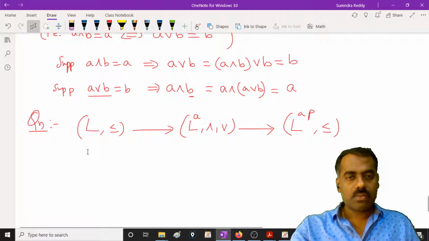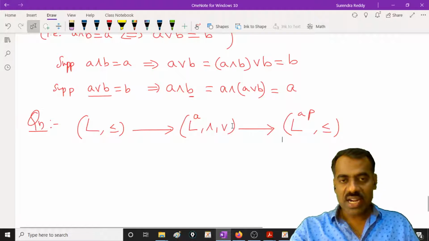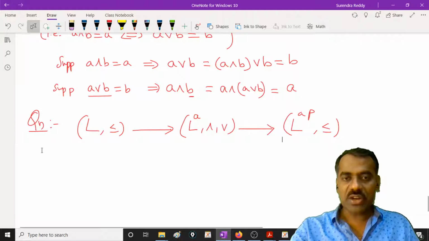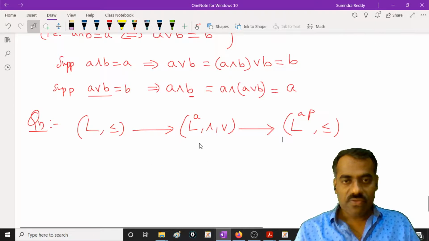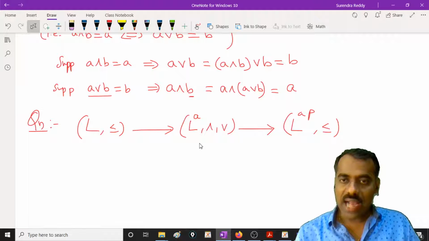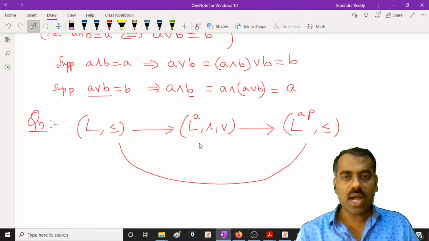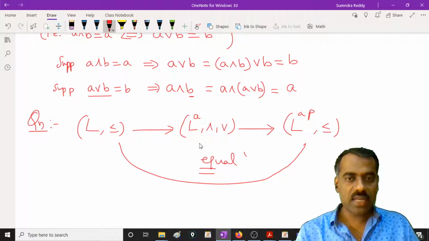We have L as a poset. Then we got an algebra, which is a lattice. We are talking about lattices only. Now from this lattice as an algebra, we are getting again one more poset. Now the question is whether these two are equal or not.